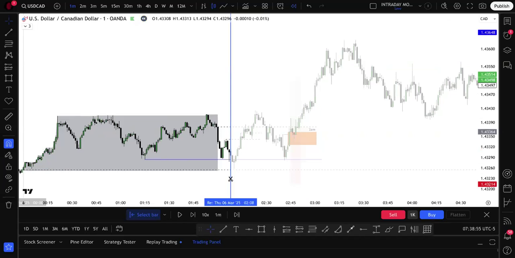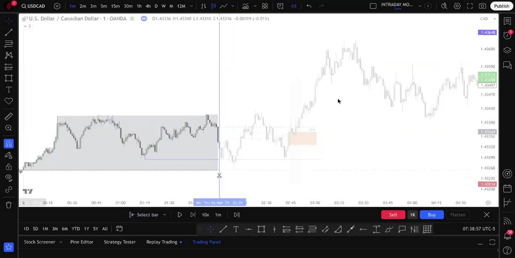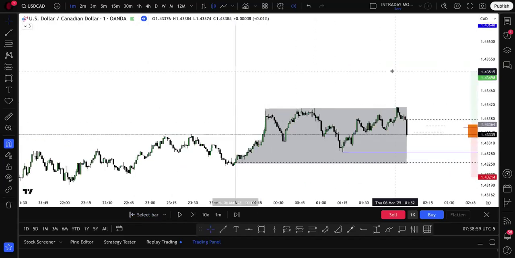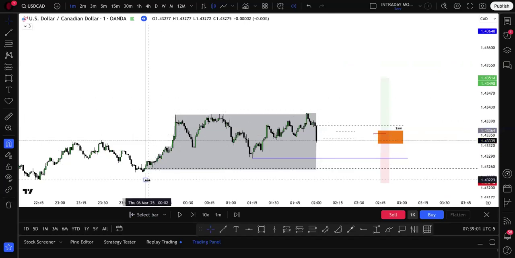So let's go back. Look at that. 2 a.m., right? That's the dead zone. Consolidation. You should not be trading anywhere from midnight to 2 a.m. Leave it alone. Don't touch it. It is not worth your while.